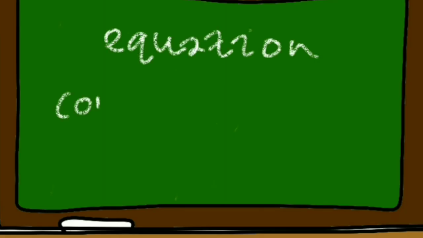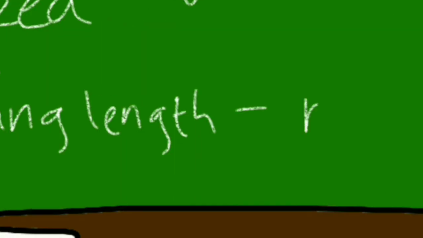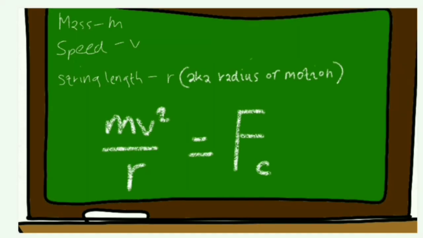What are the components contributing to the centripetal force? Speed? Yes. String length? Yes. Mass? Yes. So mass, speed, and string length all directly determine the strength of the centripetal force in this equation. Anything in circular motion will always have a centripetal force acting on it.